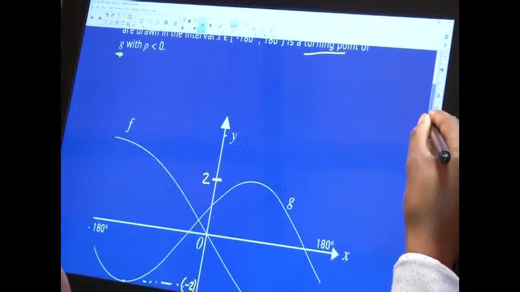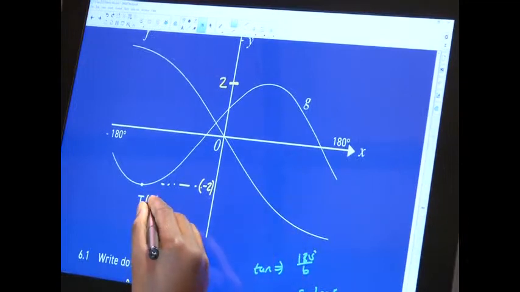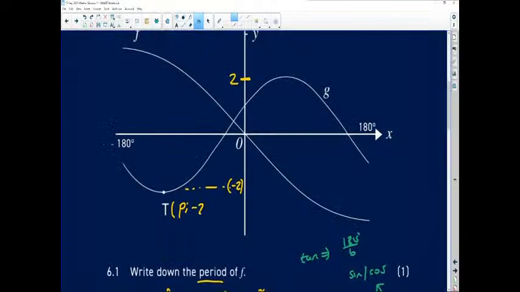Now, let's go back and check where the T is. T will have coordinates P and some y value. And according to what we've written so far, I think you'll agree with me that the coordinates are going to be P and negative 2, because we just said the y-coordinate at the smallest possible value of our g graph is going to be -2. Now we want to know, what is this x? What is the x value of the point where the graph is turning, okay?